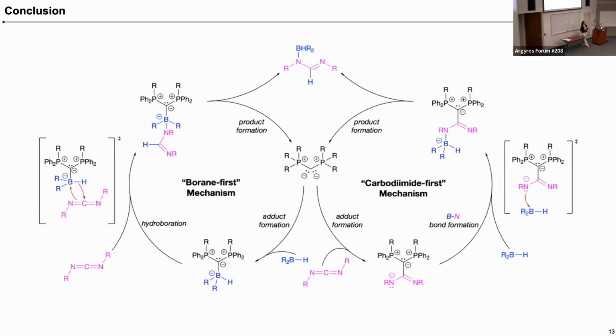And for my conclusion, I've completely done the borane first catalytic cycle and looked at the thermodynamics of it. So yay, but we still need to do future work on the carbodiimide first mechanism in order to confirm which is the more thermodynamically favorable and thus more likely path.